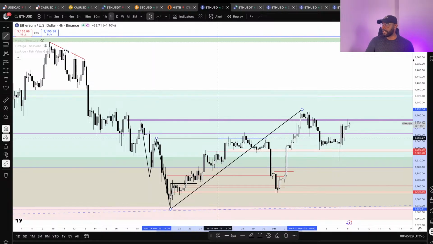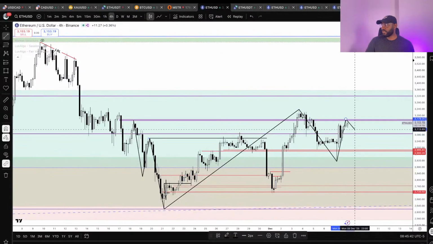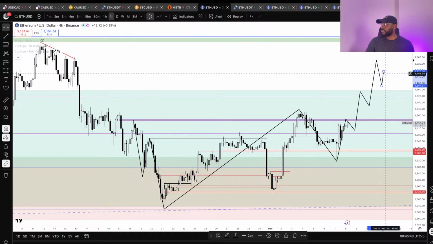So you can see price came back down for a retest inside what? Inside another imbalance right here. And then after that, we saw this impulsive rejection. So overall, I'm still bullish on Ethereum. I still want to see something like this on Ethereum to continue with that bullish market structure.